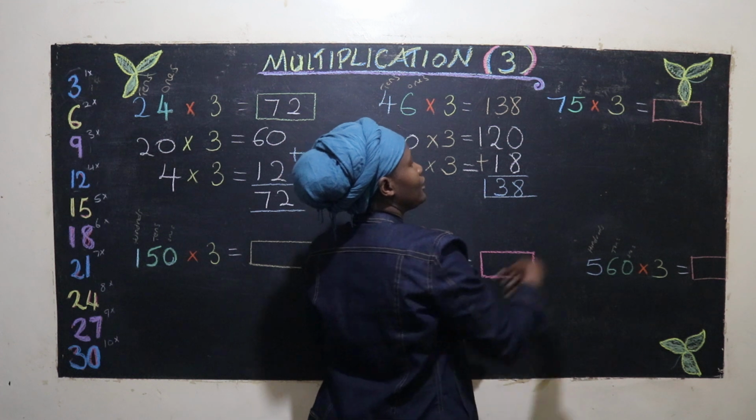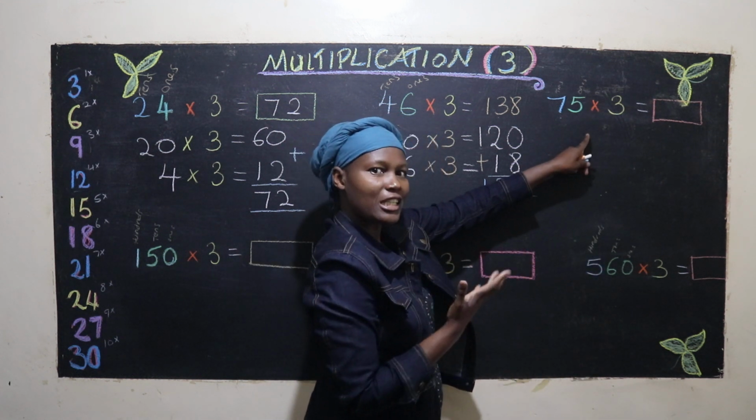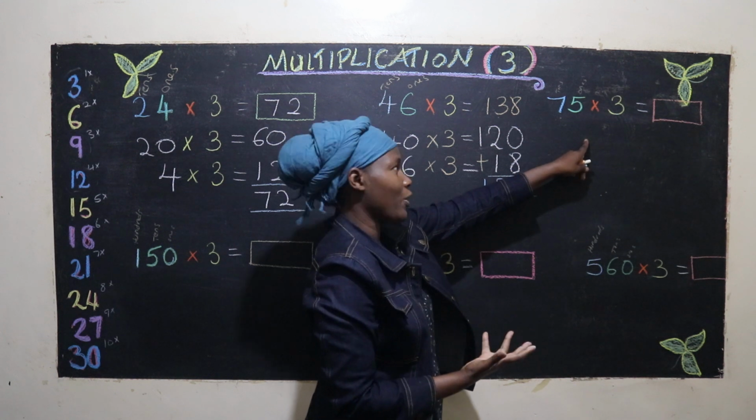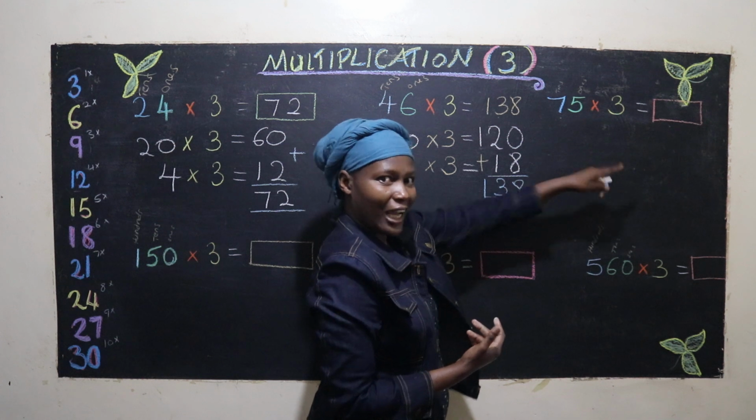So, let me leave you. You try to do this one because it is in the same way. You do it the same way. You separate tens and ones, and then you multiply and get your answer.